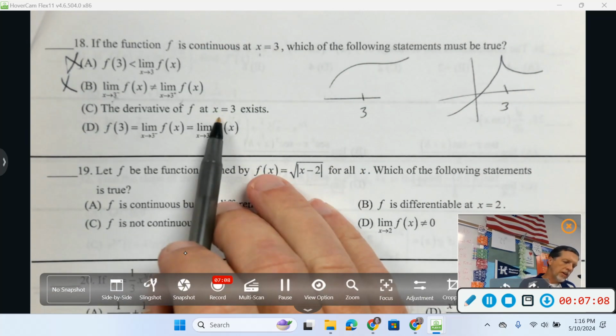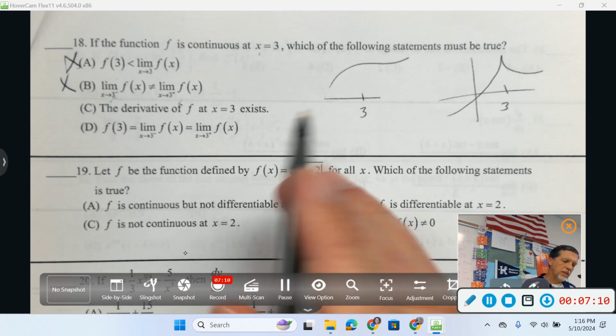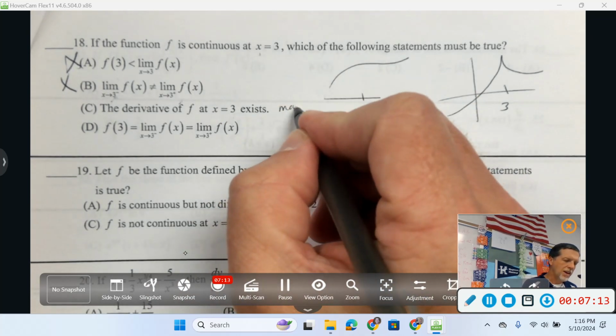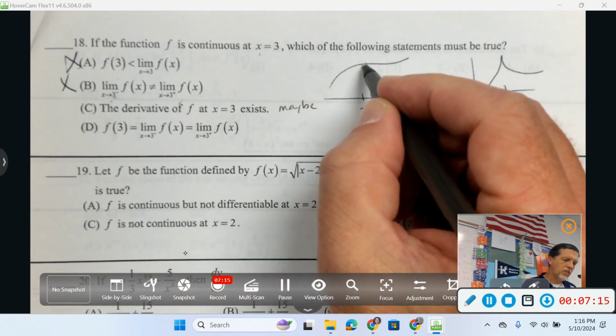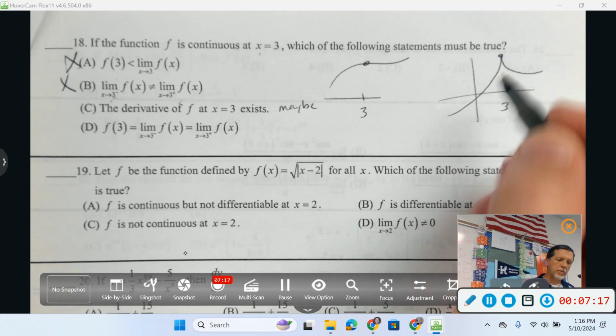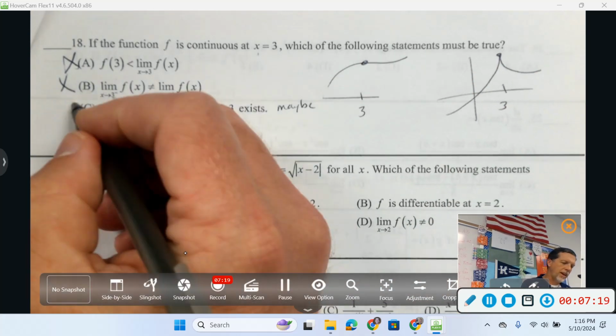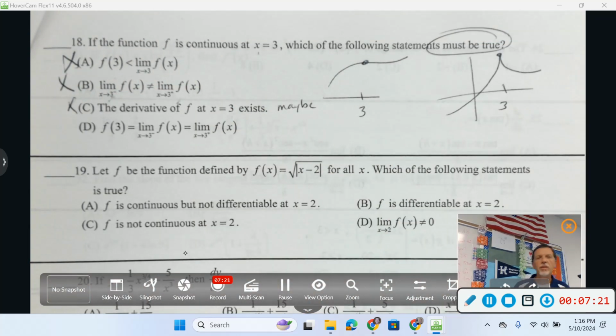The derivative of f at x equals 3 exists? Maybe. Like yes for this one, but no if it's a cusp. So I think that's out because it's not a must true. That's a maybe true.